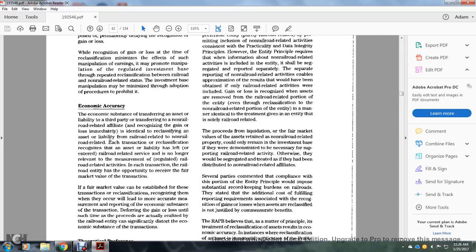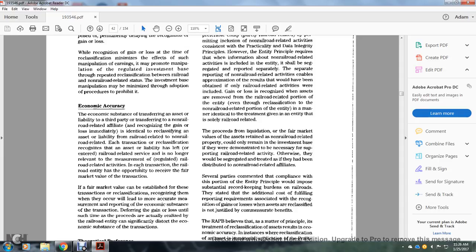Economic accuracy. The economic substance of transferring an asset or liability to a third party or a non-railroad-related affiliate is recognized for the gain or loss immediately, identically to reclassifying the asset or liability from railroad-related to non-railroad-related. In each transaction, reclassification recognizes that the asset or liability that left or entered the railroad-related service is no longer relevant to the measure of the regulated railroad activities.